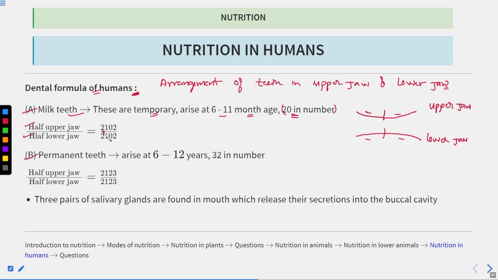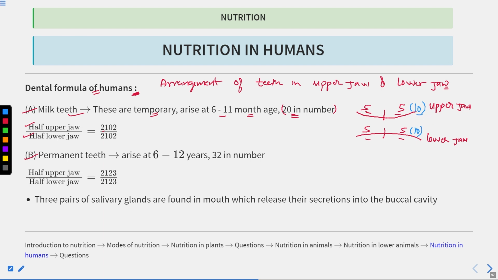Here you can calculate: 2 plus 1 plus 2 is 5. So 5 are present on one side, and 5 are present on the other side of the upper jaw. So in total we have 10 teeth in the upper jaw. Similarly in the lower jaw, we have 5 teeth here and 5 teeth here, and together we have 10 teeth.